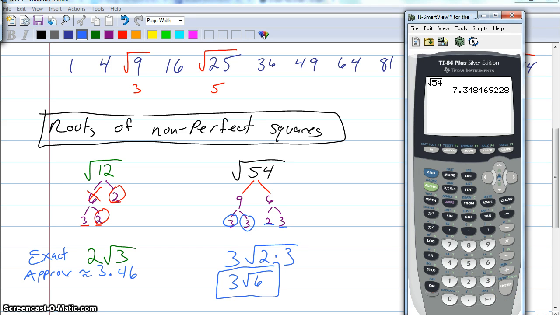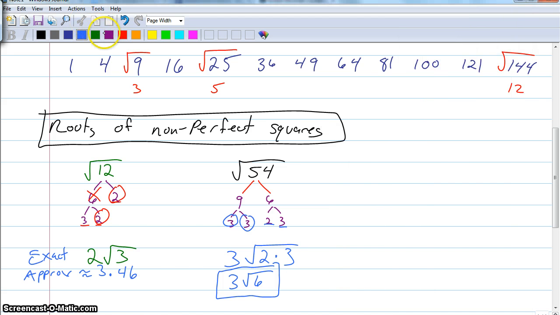Again, if you want to check your answer, square root of 54, 7 point gross. 3 times the square root of 6 is the same gross. The square root of 54, the 7 point gross. 3 square root of 6 is the same gross. All right, so we know that we're right.